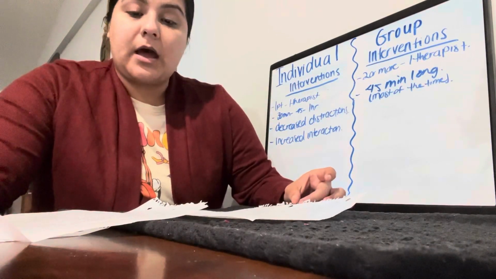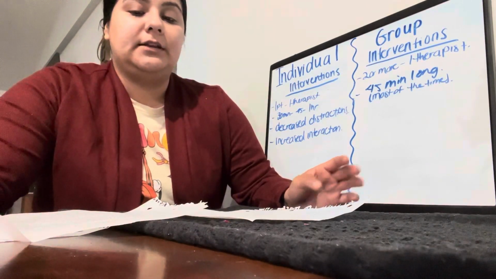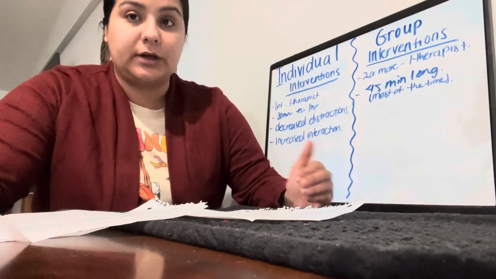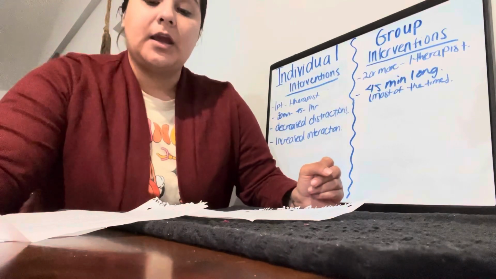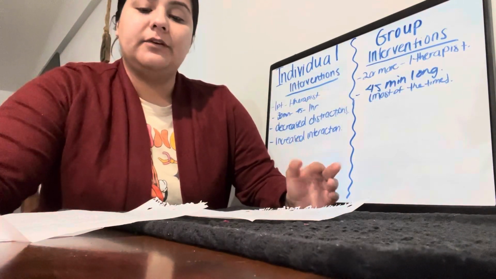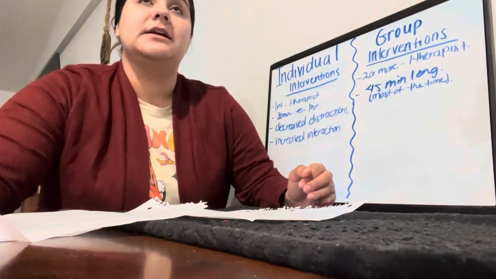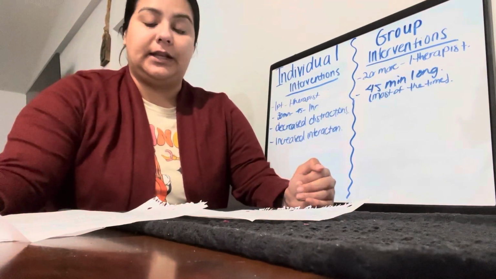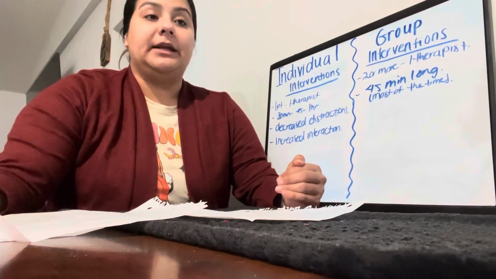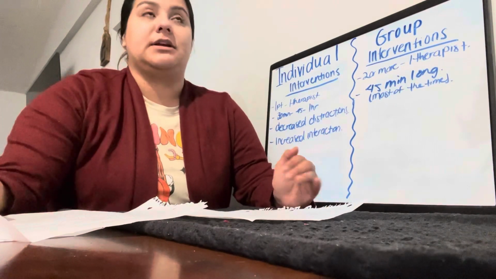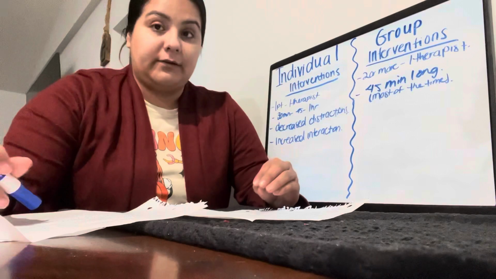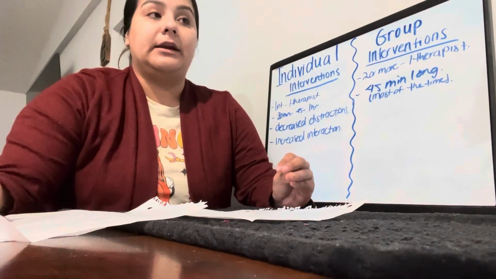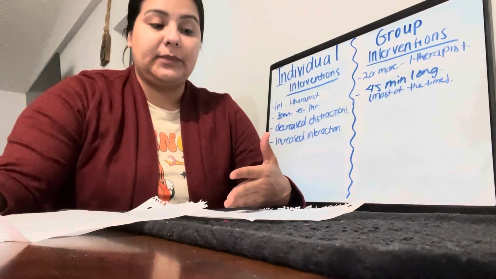For group interventions, like I said, they're usually 45 minutes long to an hour long, depending on what you're working on. The focus for this is to find a task that is appropriate for all the group members that you want to engage in, and make sure that this task that you choose, activity that you choose, will benefit each patient, and you're able to document that and give reasoning to why it benefits them.